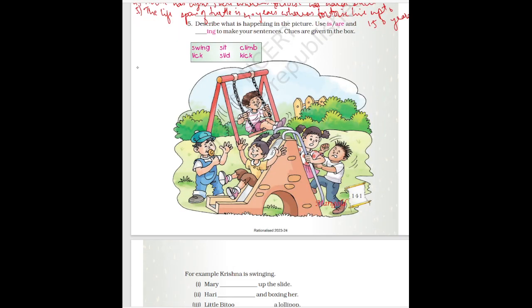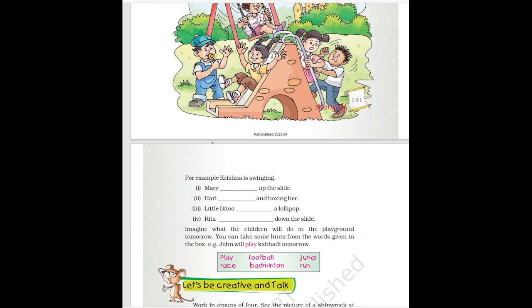Then next, describe what is happening in the picture. Use is or are and ing to make your sentence. Clues are given in the box. Here a few words are given like swing, sit, climb, lick, slide, kick. What you have to do is use is in front of these words and also add ing, like is swinging, is sitting, is climbing, is licking, is sliding, is kicking. So like this you have to write the word and fill this sentence.